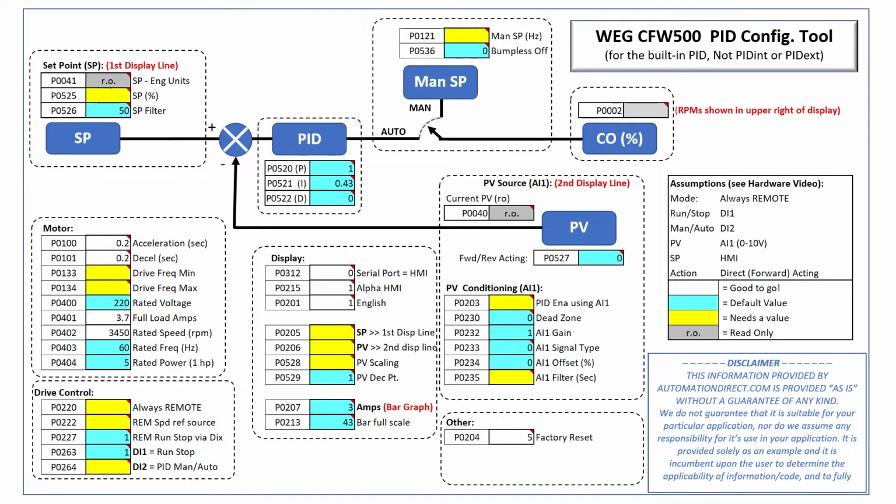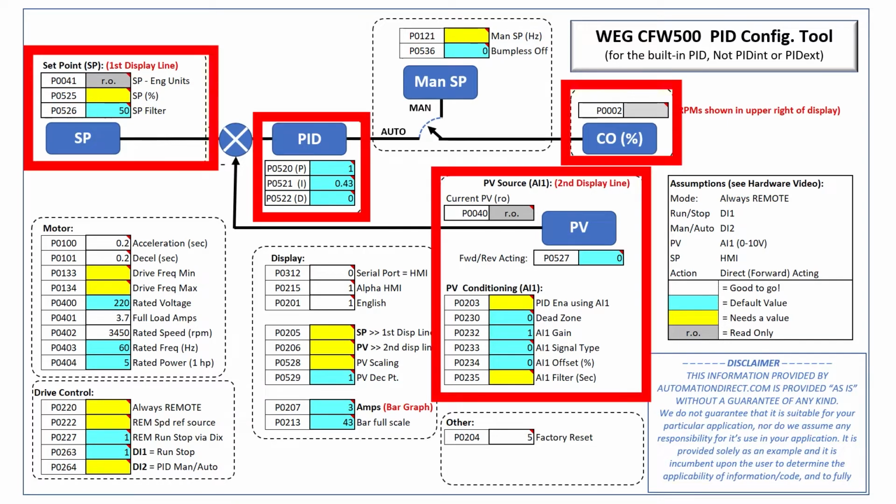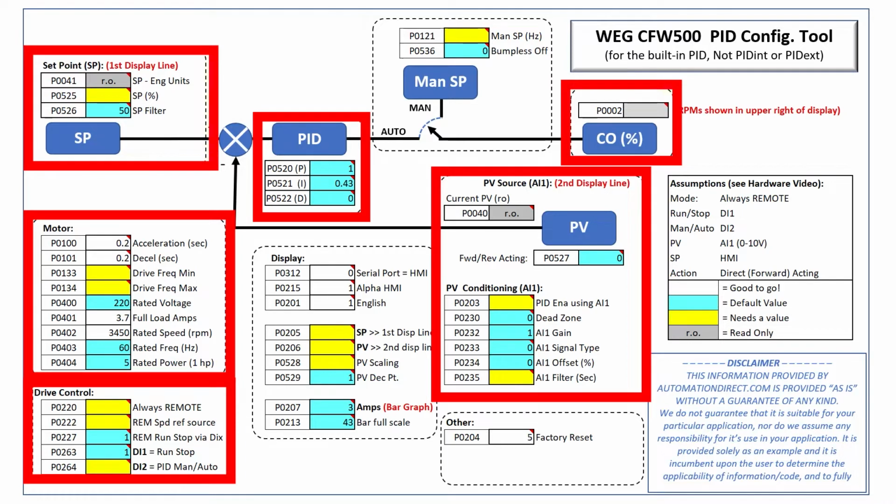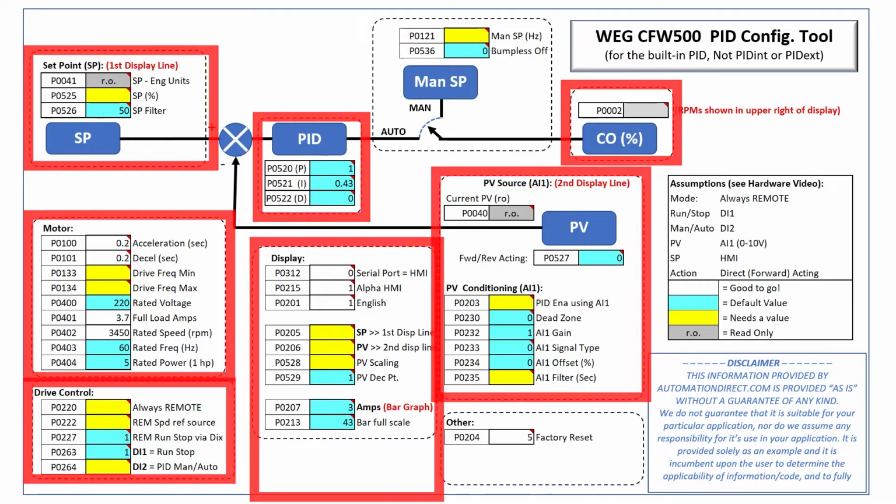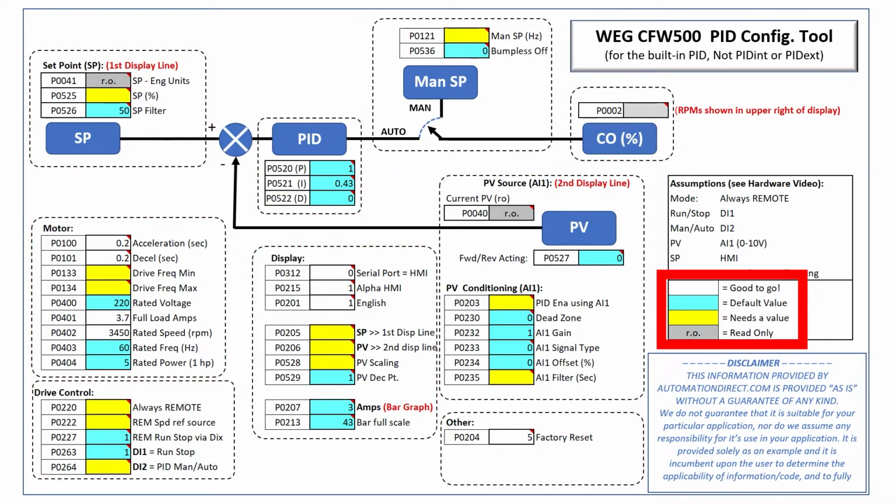The parameters associated with each of those are grouped around each item, plus the motor control group, the drive control group, and the display configuration parameters. This legend tells you what all the colors mean. All of the blue parameters are factory defaults, and the gray cells are read-only. So all we have to do is take one group at a time and fill in the yellow blanks. When we do, those turn white.